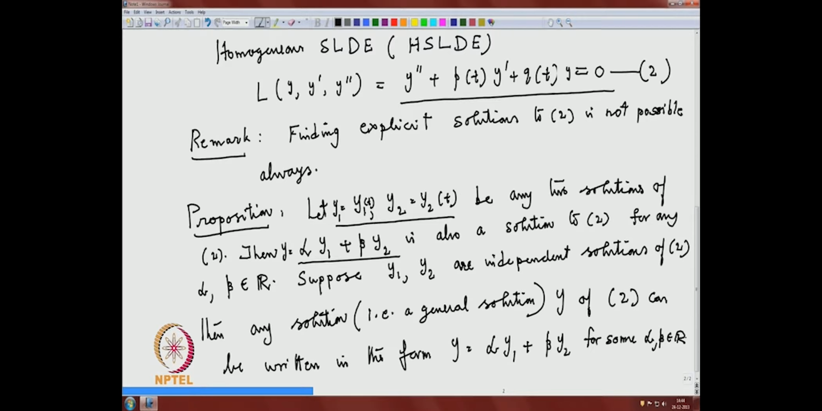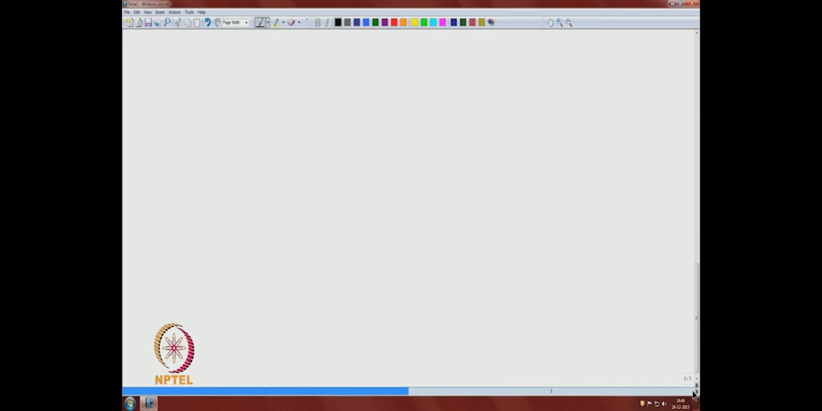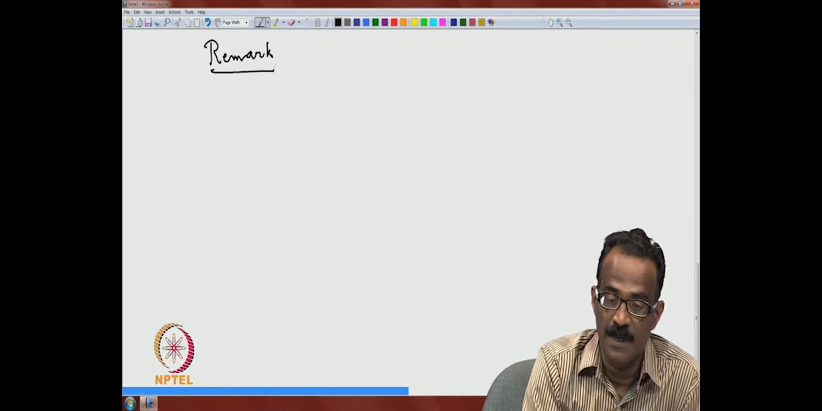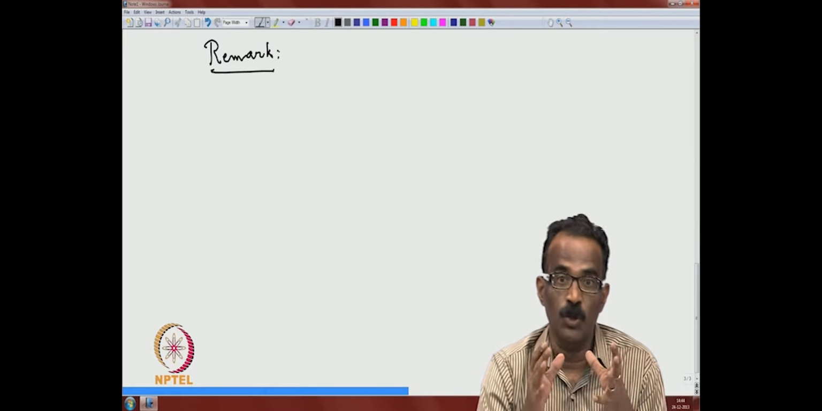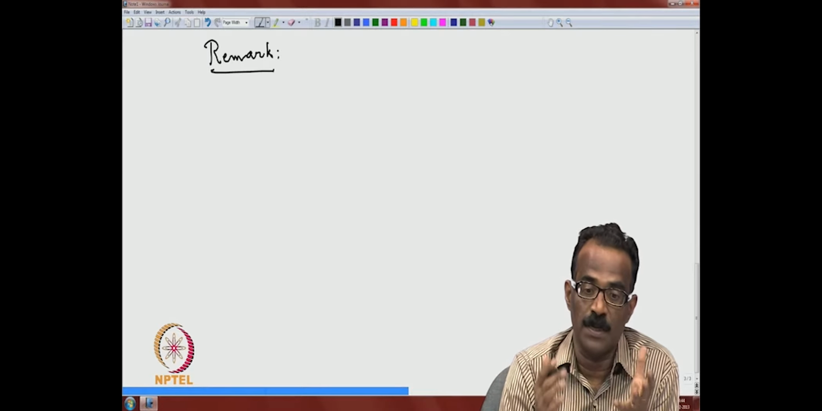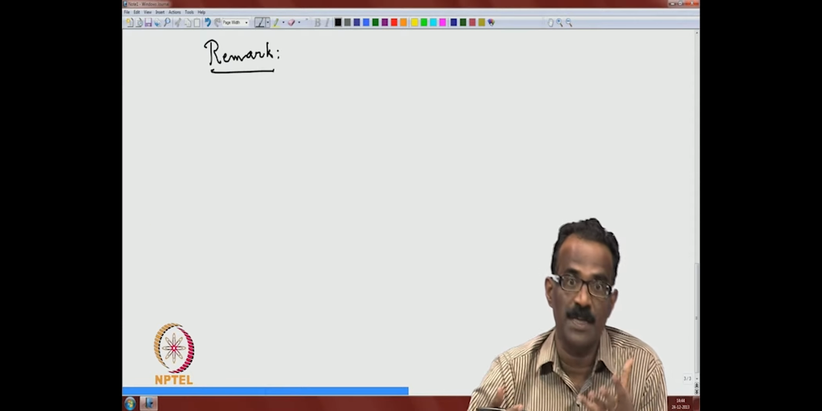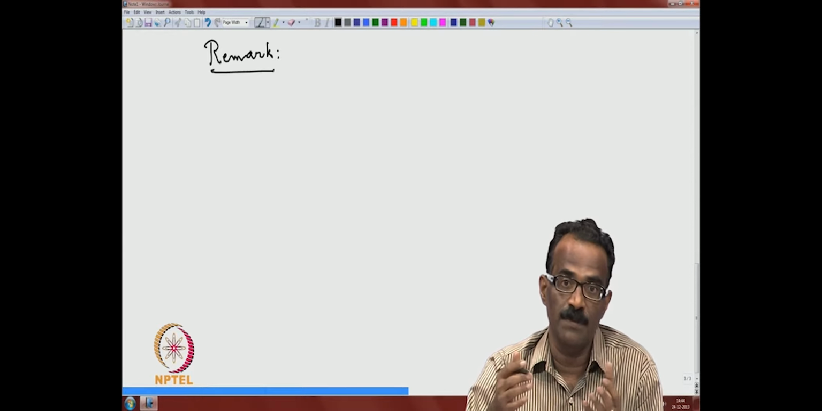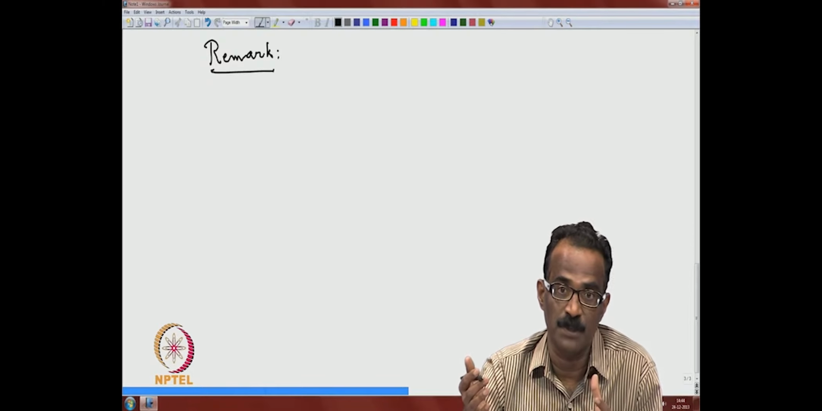This shows that every solution y of this homogeneous equation can be written as a linear combination of two independent solutions. Let me make a remark before going to the proof. This is a very fascinating and remarkable result, in the sense that the solution set consists of twice differentiable functions, hence it will be a subset of the C2 space, the twice differentiable space.